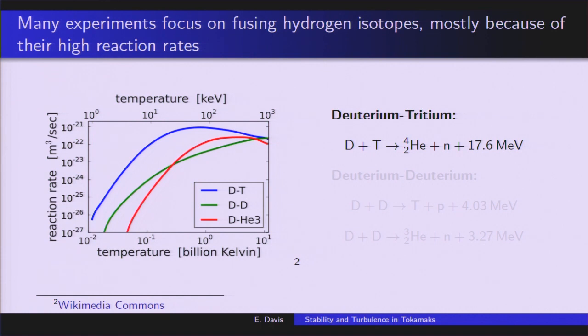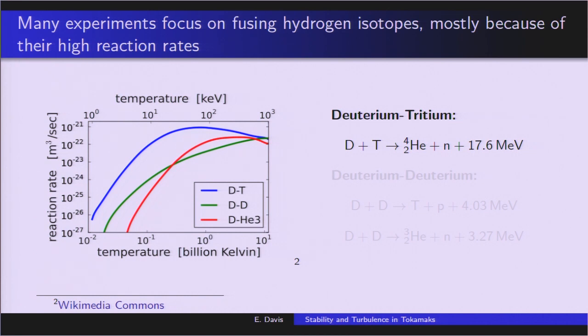And the reason why is you can see the reaction rates over here, reaction rate on the y-axis versus temperature. And the temperatures we're interested in for our reactors is around 100 million degrees Celsius, around right here. And here you can see the deuterium-tritium line, given by this blue curve, you get a reaction rate roughly 100 times larger than any of the nearest competing reactions.